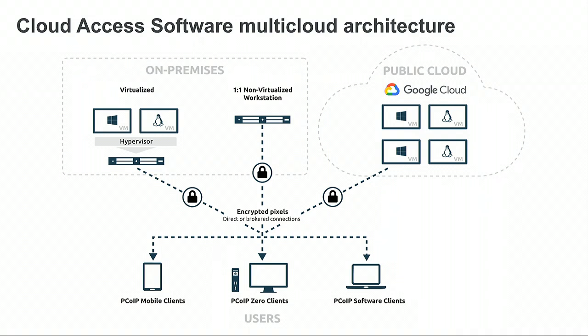So speaking of that hybrid environment, here's an example architecture. As you can see, an on-premises and a public cloud version of workstations. On-premises, there are two that show virtualized on a hypervisor, ESXi or KVM, and also non-virtualized ones. And on the public cloud, Google Cloud, you have some VMs as well. And that's where you install our software.